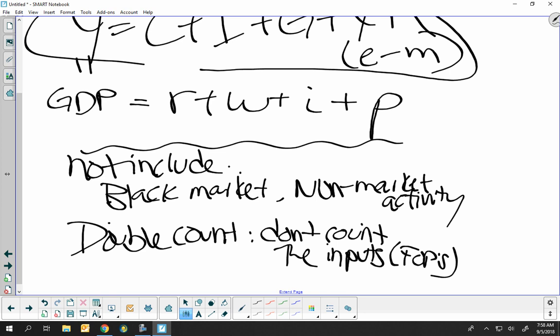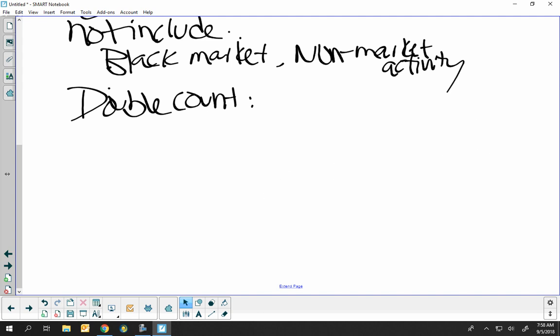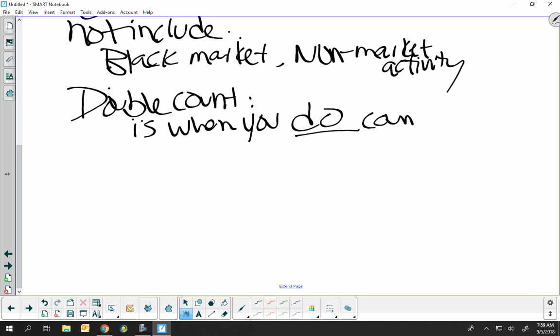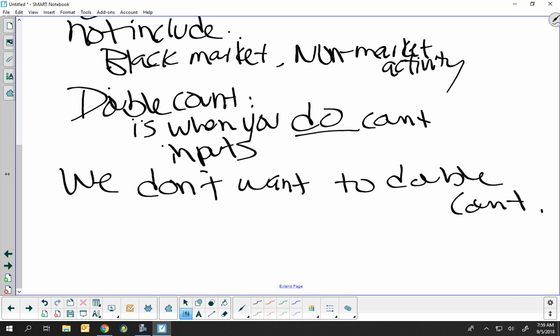Double counting is when you do count inputs, and we don't want to double count. If you were to double count, you could say the price of this Chromebook is $800 plus, well, the plastic keys, that's an additional $30. Then the sticker, the stuff inside.